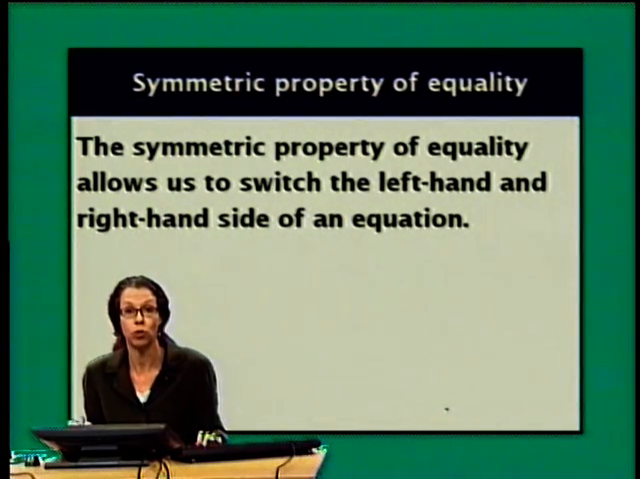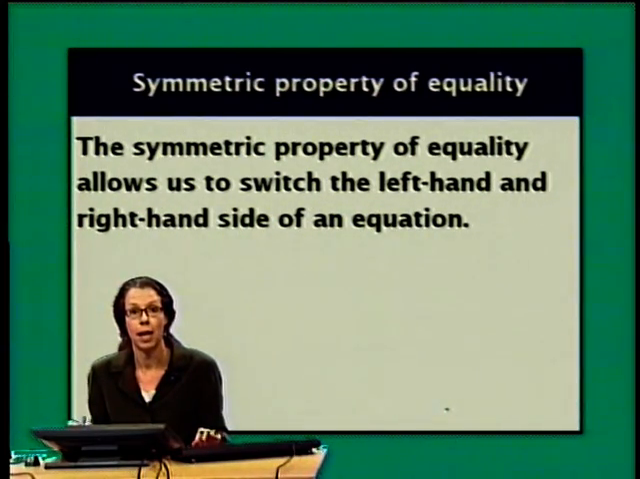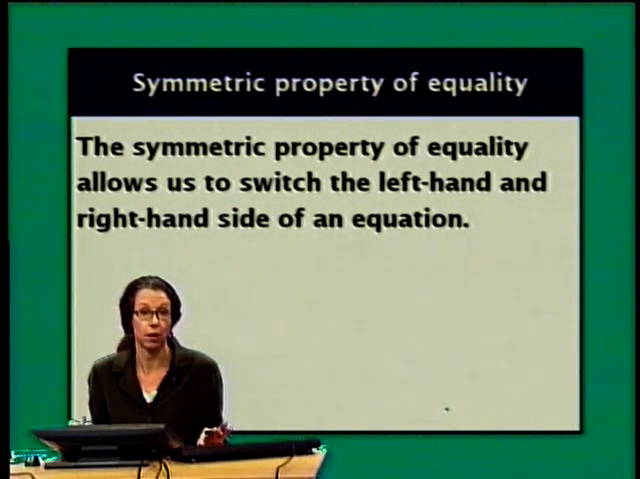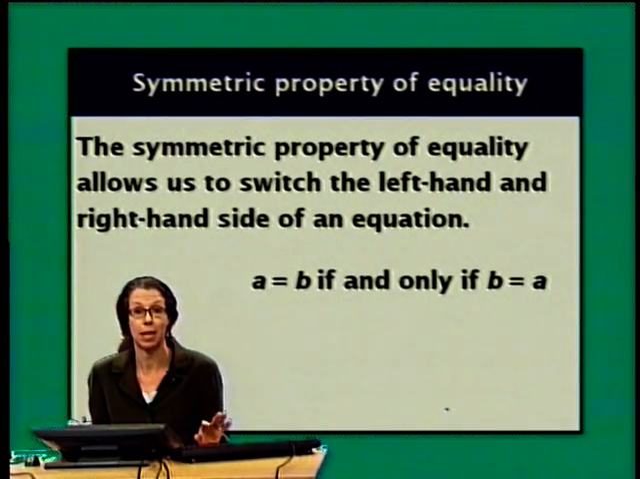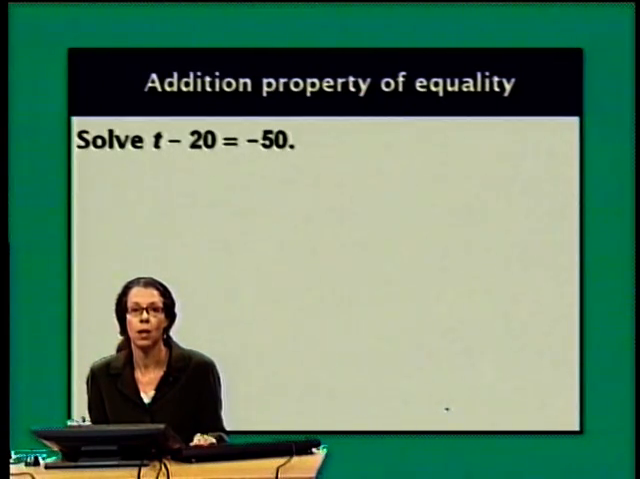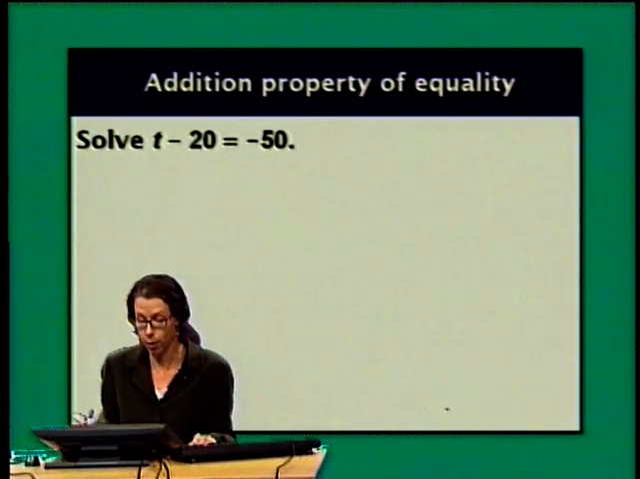It's called the symmetric property of equality. And this is the property that allows us to switch the left and right-hand sides of an equation. So T equals 5 is the same thing as 5 equals T. And in general, A equals B is the same thing as B equals A. So let's use the addition property of equality to solve some linear equations.